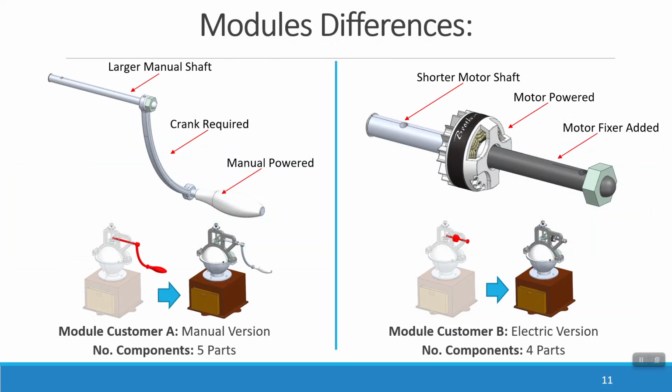Based on the customer expectations and the functional differences, the 2 modules defined are focused on the energy source and the way to transfer the movement to the grinder. The manual version consists of 5 components to transmit the customer applied force with precision to the grinder. In the electrical version, there are 4 components and the force is applied by a motor.